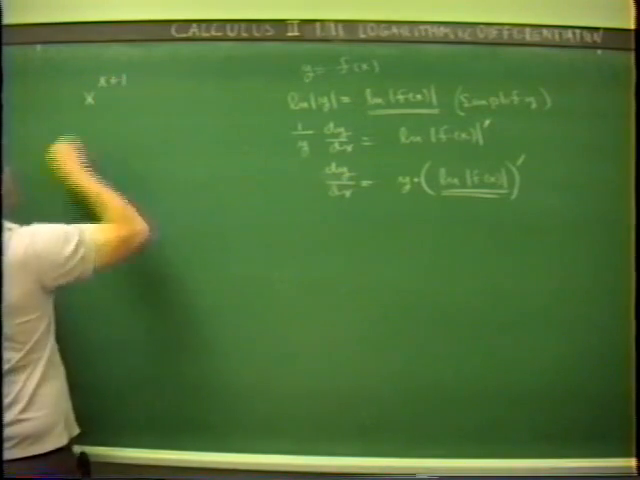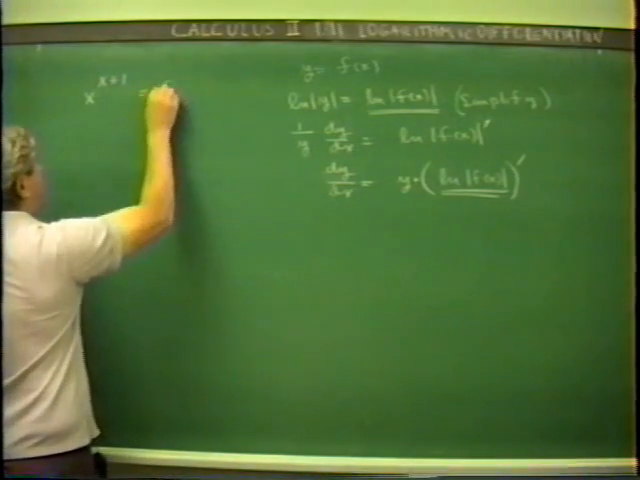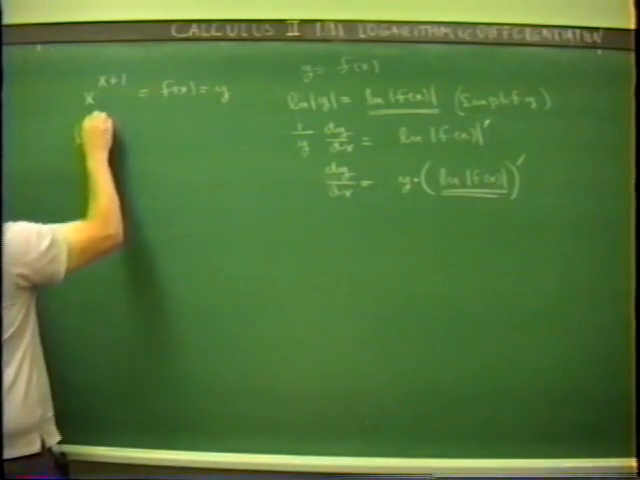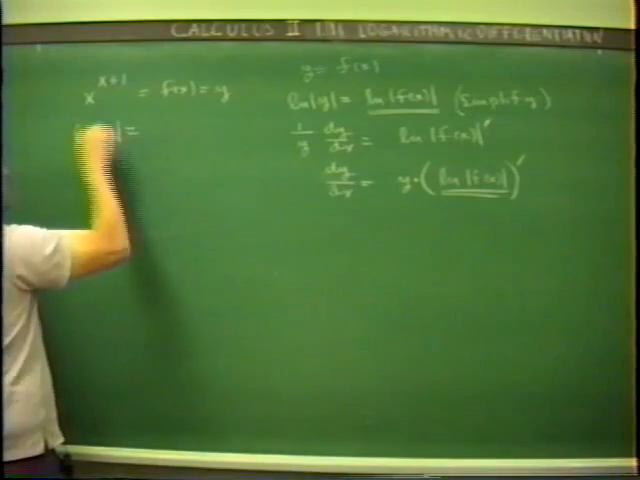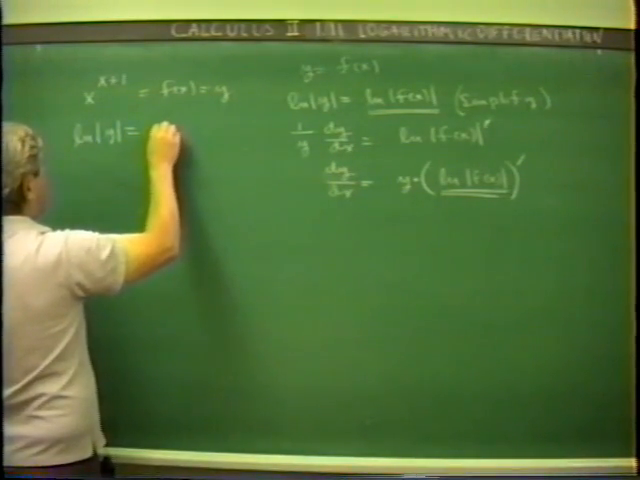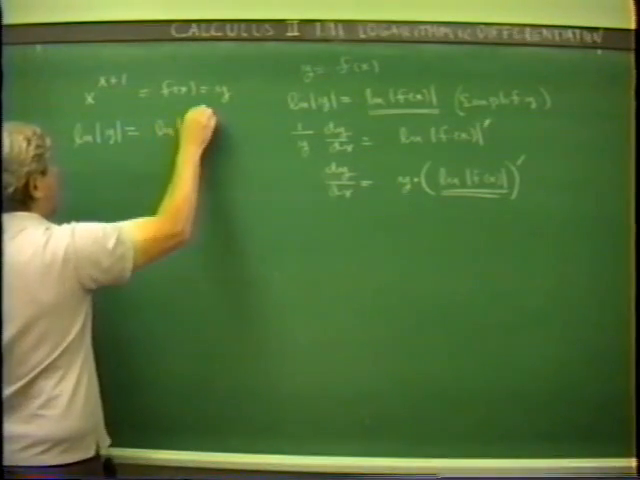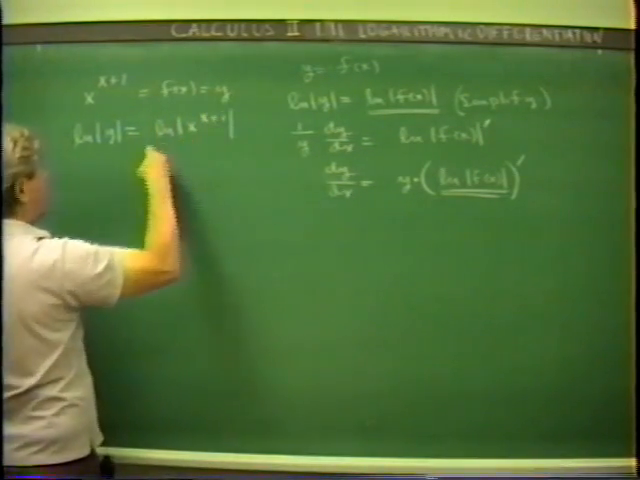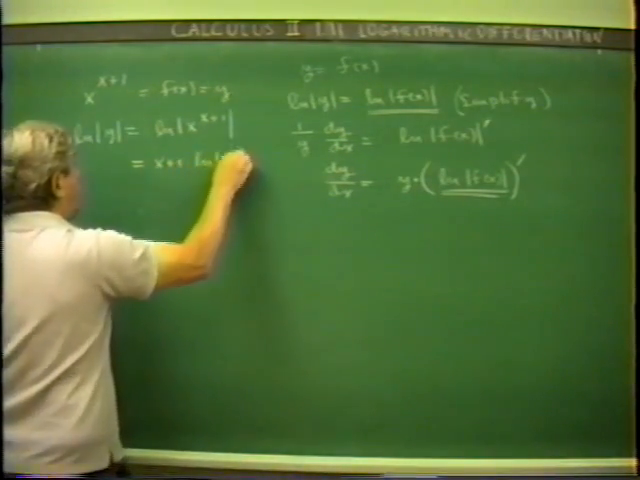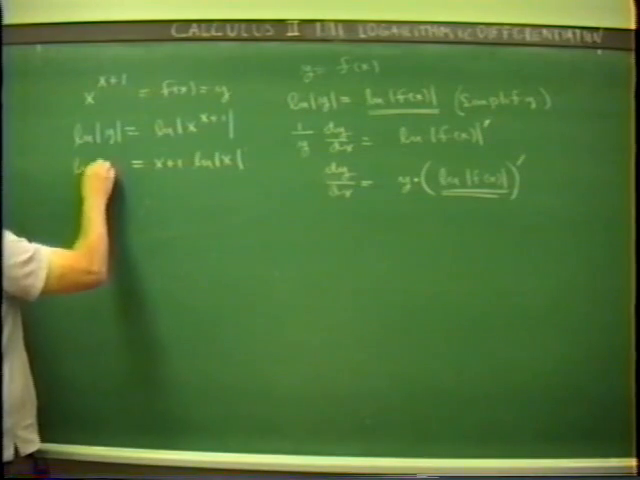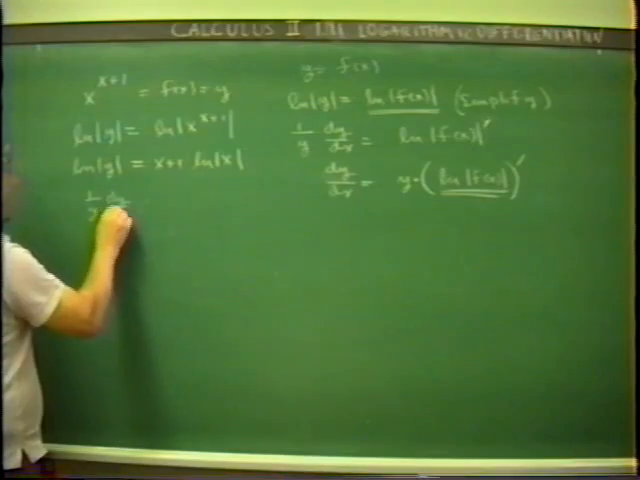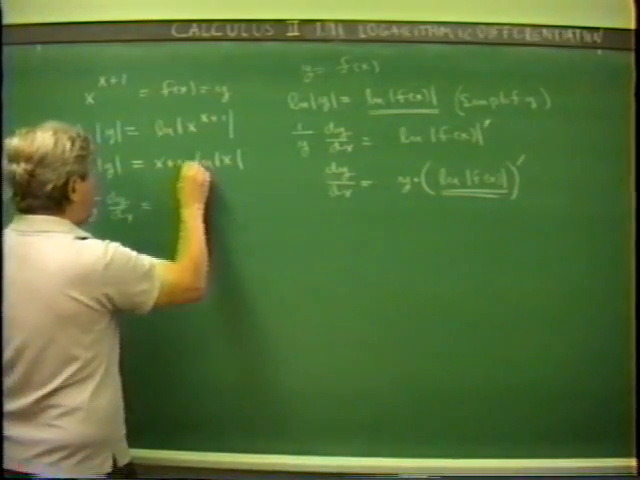An example of when this can be done is something that we just looked at. For example, let's suppose we've got f of x to the g of x power. Let's say x to the x plus 1. Suppose this is f of x, or y. Then we take the logarithm of y, actually log absolute y, is equal to log absolute x to the x plus 1. Right? Using the rules of logarithms here, this is x plus 1 log absolute x. This is log absolute y.